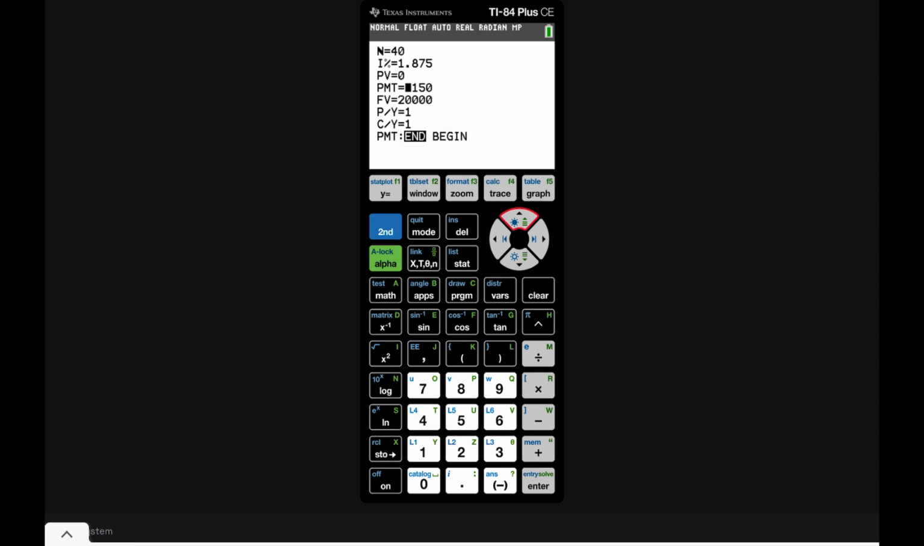So this time I want to alpha enter on PMT for payment. And that tells me that I need to put away $340.18 every quarter for the next 10 years to have $20,000 in the end. So you can solve for any different variable that way. I just wanted you to be familiar with it on your calculator.